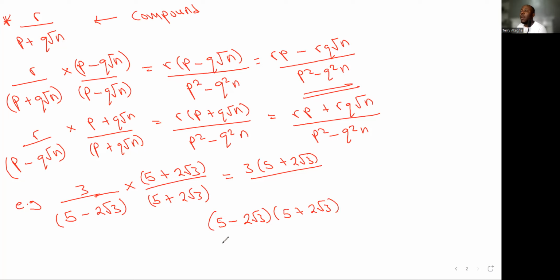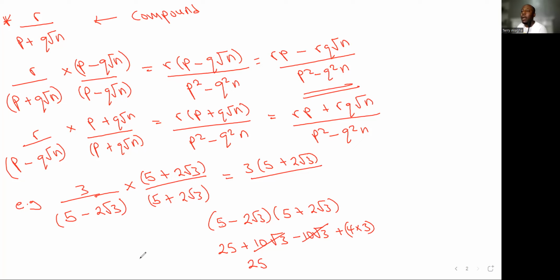So 5 times 5 will give you 25. 5 times 2 root 3 will give us what? 10 root 3. So 5 times 2 is 10. Then minus 2 root 3 times 5 will give you minus 10 root 3. And minus 2 root 3 times plus 2 root 3. So minus 2 times plus 2 will give you plus 4. Root 3 times root 3 will give you 3, okay? So plus 10 root 3, we cancel this. So you have 25.